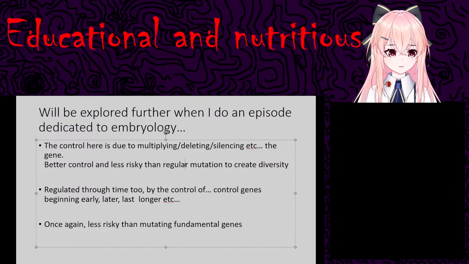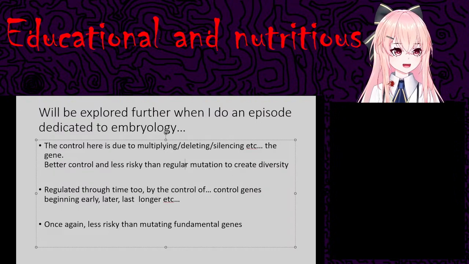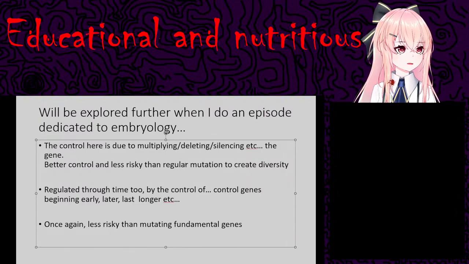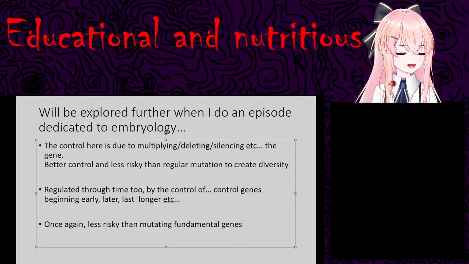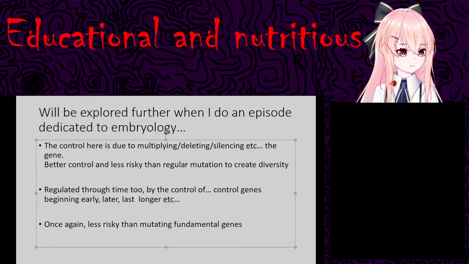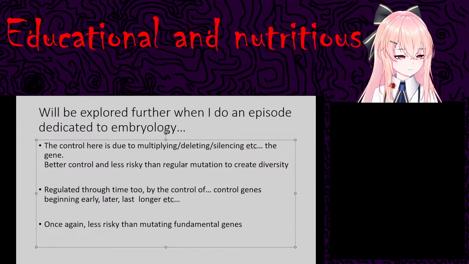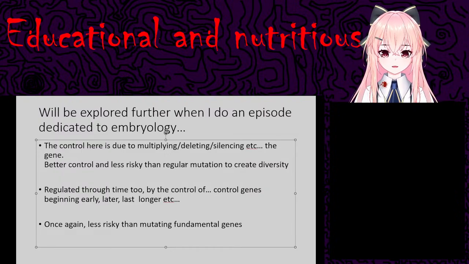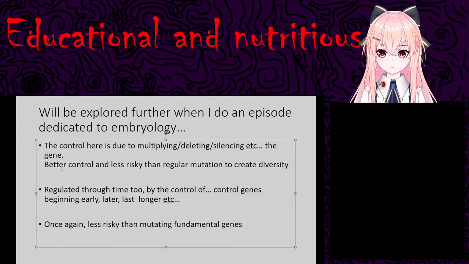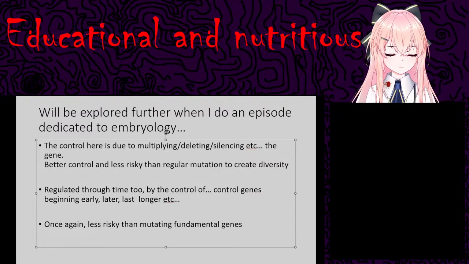And yeah, it's through the control of control genes, which usually have so many redundancies that you don't have to fear a lot. A lot of control genes, you do have to fear, because a lot of control genes, for example, are genes that have to do with anti-cancer, like anti-oncogenic genes, something like that. But once again, it's less risky than mutating something that is absolutely fundamental. You can just swap parts, go around it, be wild.